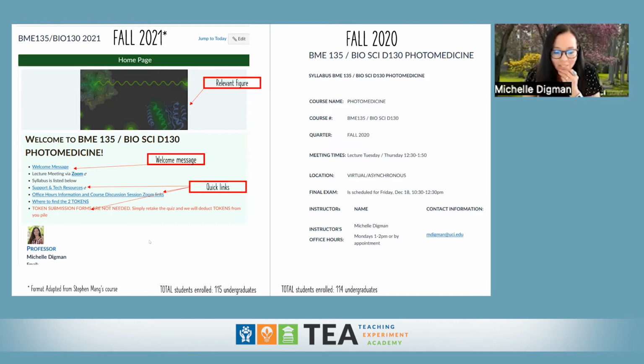This was adapted from Stephen Meng's course, and I just found it was a lot friendlier for students to have fast links here, a welcome message, a Zoom fast link for students, quick links to tokens and so forth, compared to the years before where I didn't.